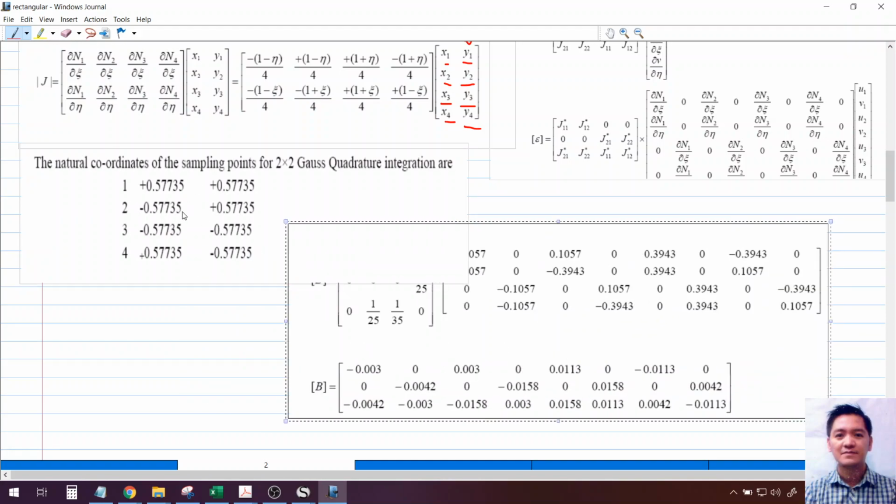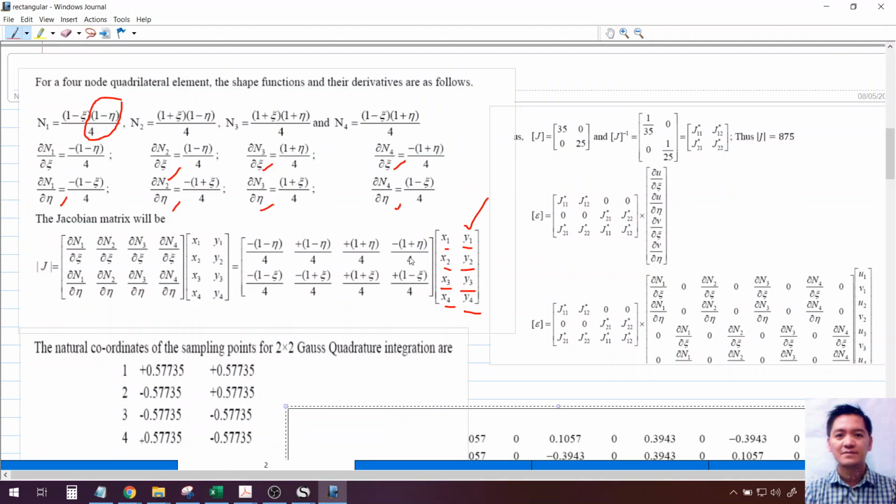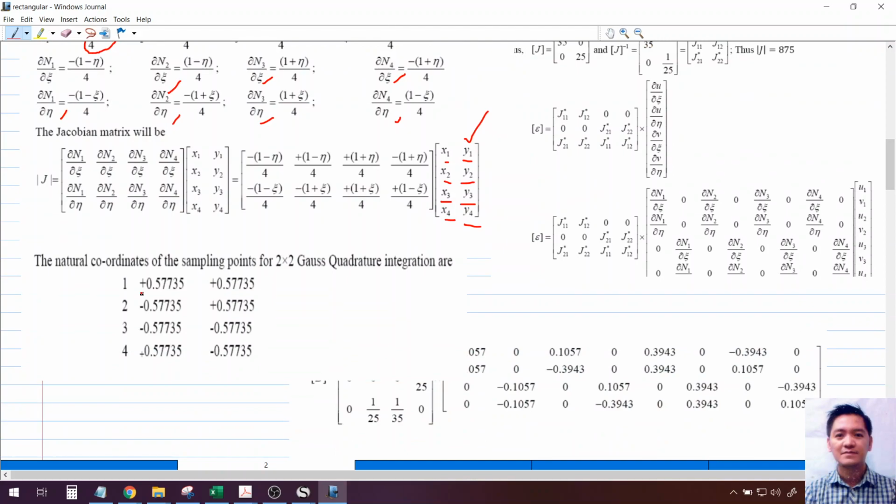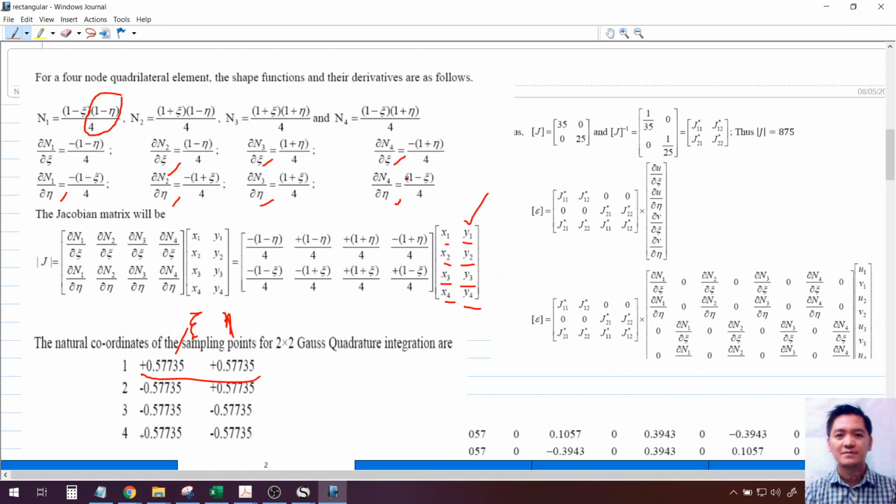Yan, okay. Because what I will show you is yung sampling point using yan, no? 0.57735 and 0.57735. Kumbaga ito yung C, and then ito yung eta, no? Yan, okay? So when you plug in dyan, yung mga itong dalawa, you will come up with 35, 0, 0.25.